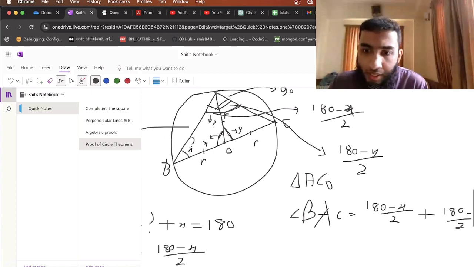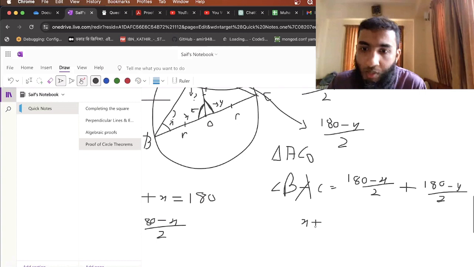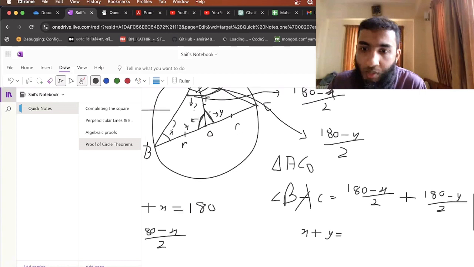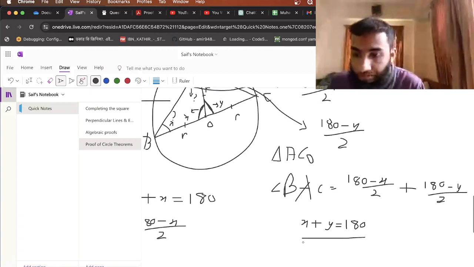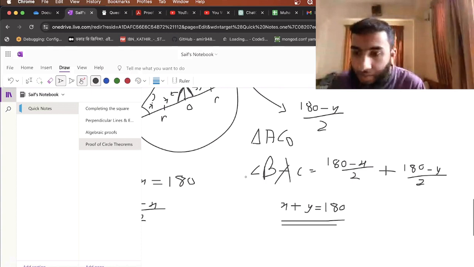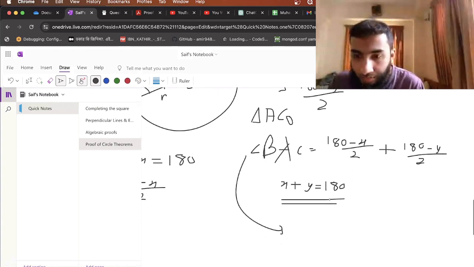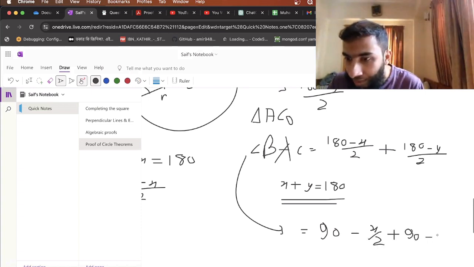Now if we look at these two angles, x and y, x plus y is 180 degrees because BC is the diameter, which is a straight line that goes through the circle center O. So x plus y is 180 degrees. So if we simplify this equation, we get angle BAC is what? 90 minus x by 2 plus 90 minus y by 2.